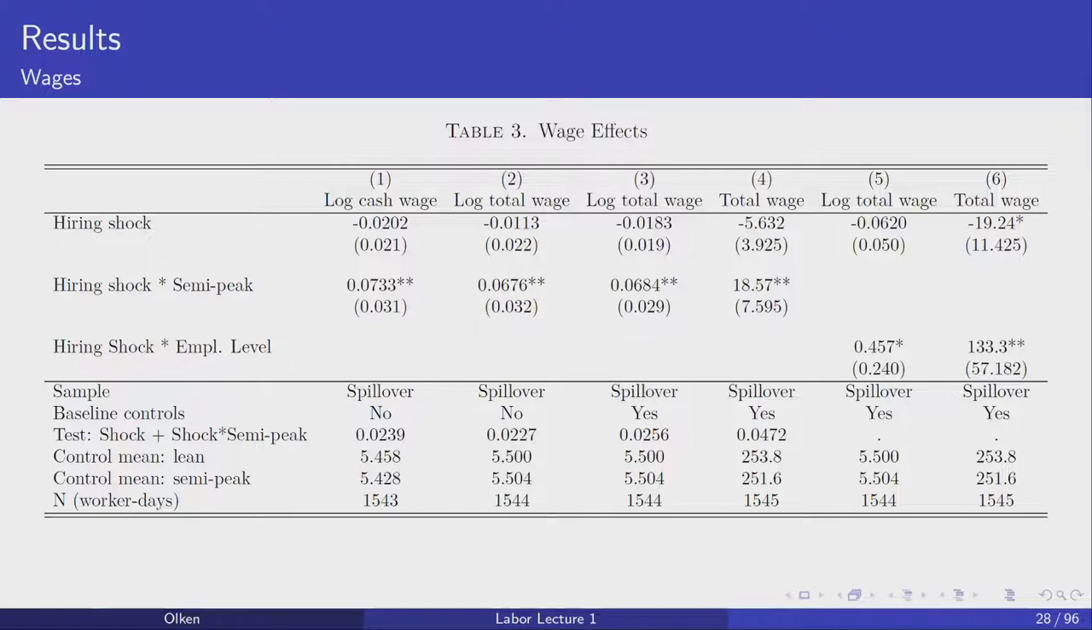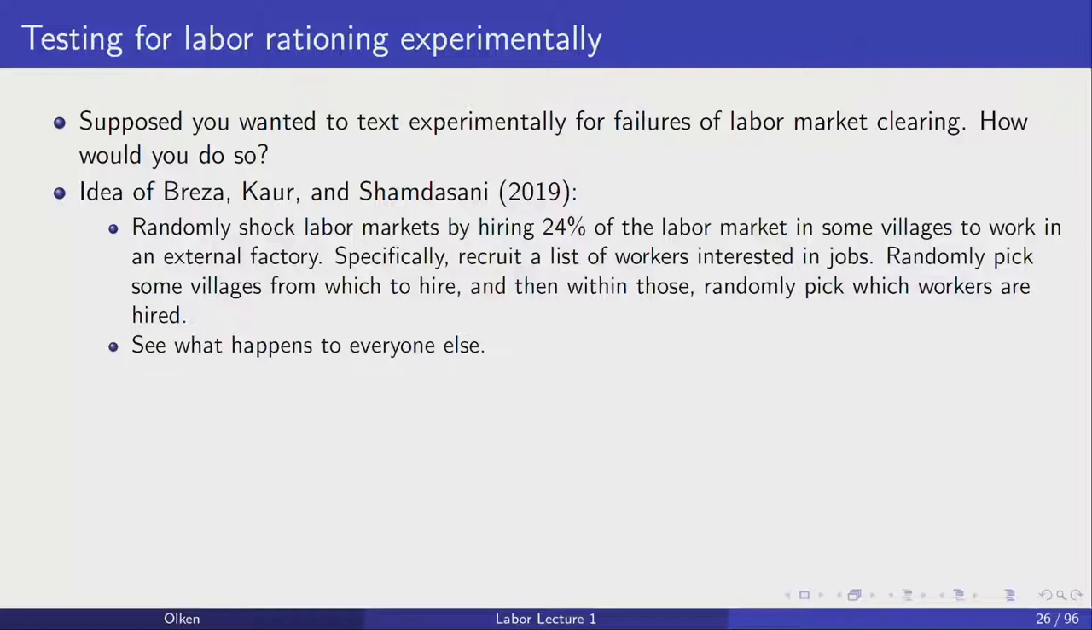So what is this? What they do is actually kind of clever. You have to keep track of who's who in these different labor markets. So before they start, they recruit a list of workers who are interested in their factory jobs. That's going to be the potential treatment set. And they randomly pick which villages they're going to hire from, and within villages, they randomly pick people from this list. The spillover sample is everyone who is not in this list, who did not say they were interested in one of these jobs.